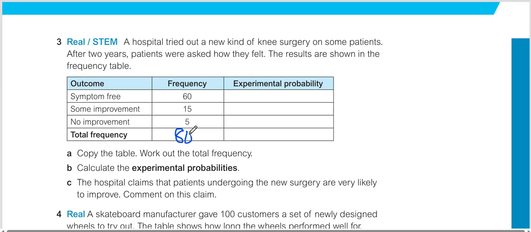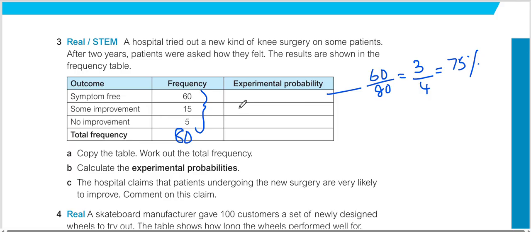So you add up all three and you can get the total frequency here, 80. Right. Calculate the experimental probabilities. You have to write the frequency for each item upon the total frequency. So you can further simplify it by dividing by 2, and write it as 3 upon 4. And if you write it as a percentage, you can see it's 75%.